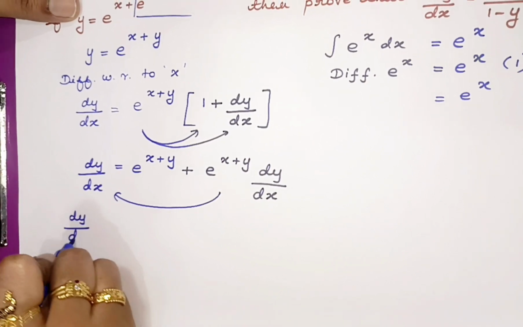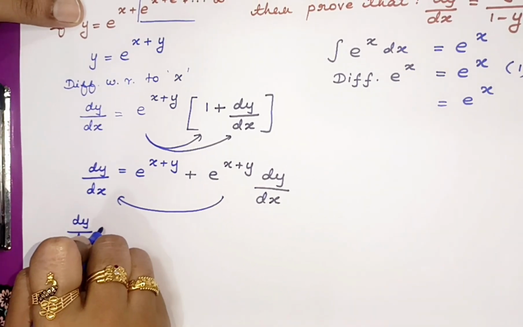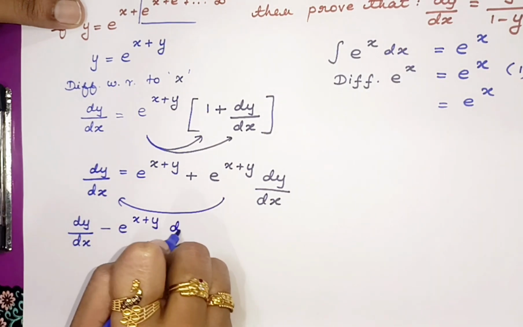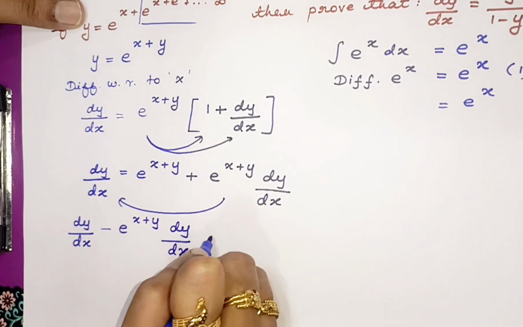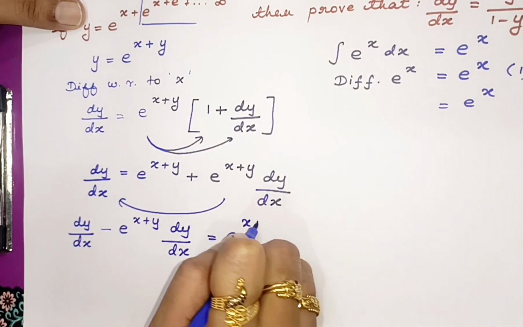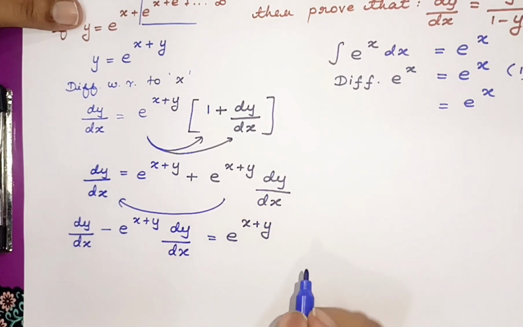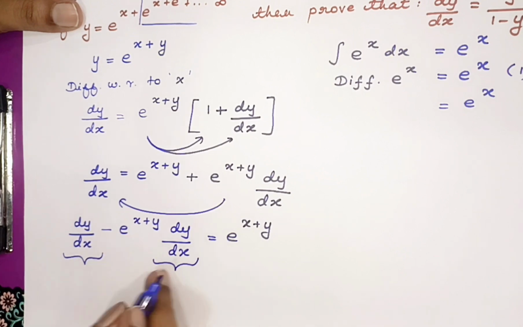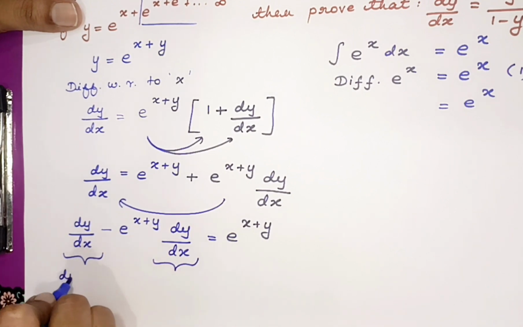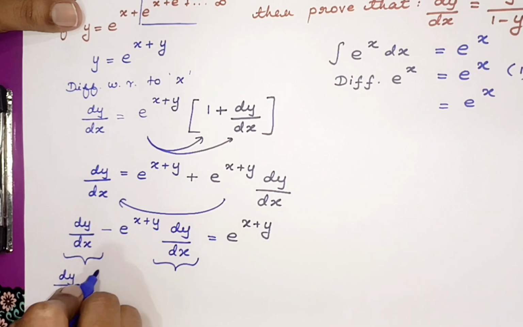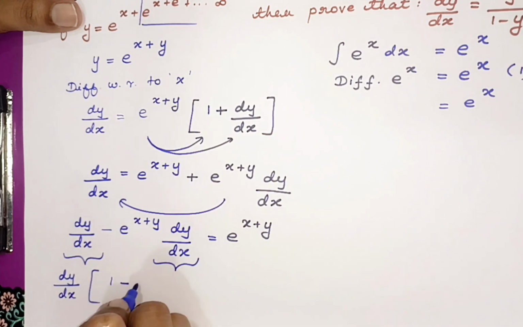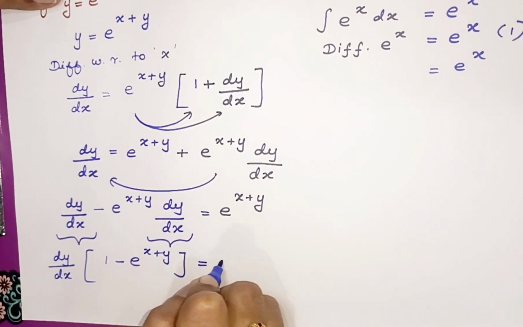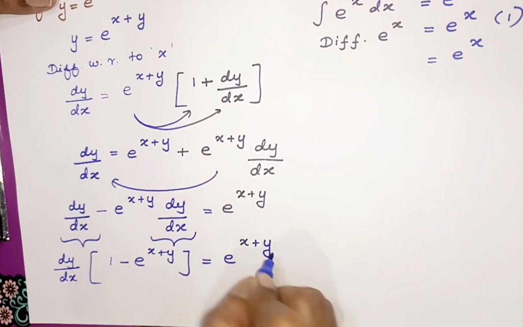So dy by dx, that is minus e power x plus y into dy by dx, that is equal to e power x plus y. Now this dy by dx is common in both terms. Let us take this dy by dx outside of the terms. So 1 minus e power x plus y, that is equal to e power x plus y.